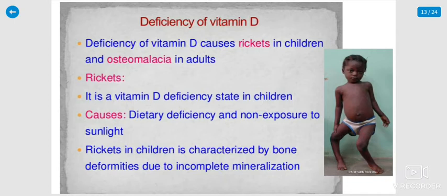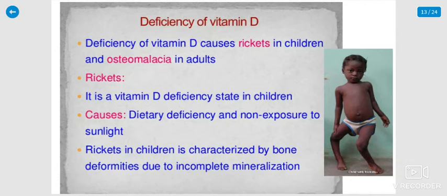Some of the vitamin D deficiencies are as follows. The deficiency of vitamin D causes rickets in children and osteomalacia in adults. Rickets is a vitamin deficiency state in children. The causes are dietary deficiency and non-exposure to sunlight.